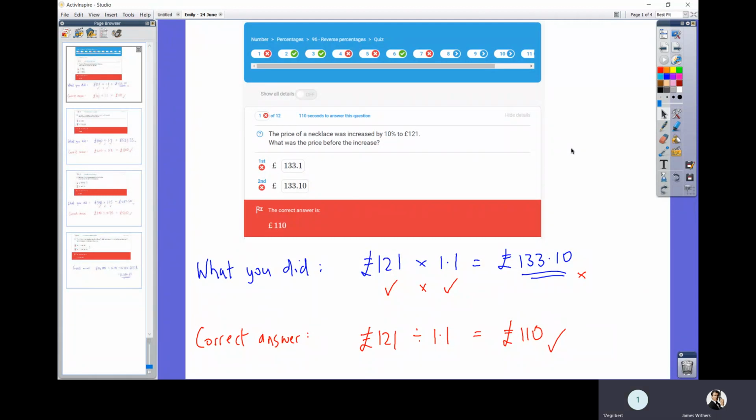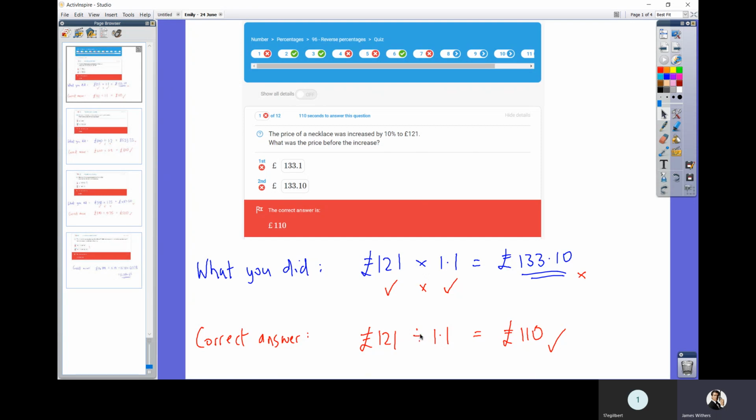So with this first one, the price of a necklace was increased by 10% to £121. What was the price before the increase? Now you've gone and taken the £121, which is great. You've correctly worked out that the multiplier was 1.1. So well done. But on this one, you forgot that you needed to divide.